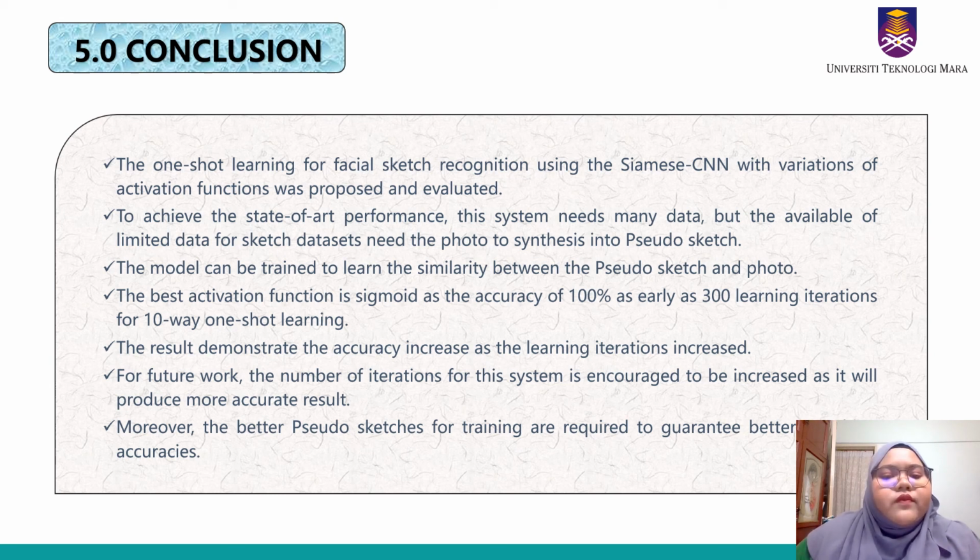The best activation function is sigmoid, with an accuracy of 100% as early as 300 learning iterations for 10-way one-shot learning. The result demonstrates the accuracy increases as the learning iterations increase. For future work, I recommend increasing the number of iterations for this system as it will produce more accurate results. Moreover, better pseudo-sketches for training are required to guarantee better matching accuracies.